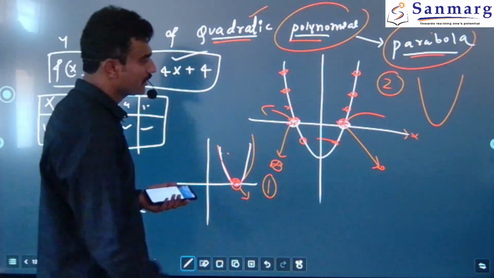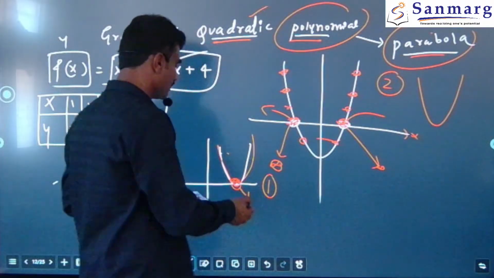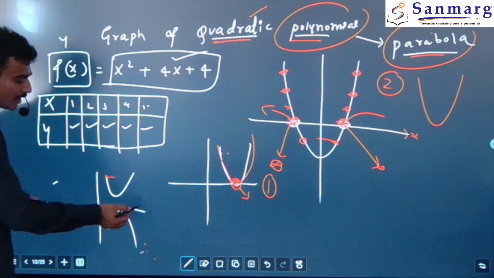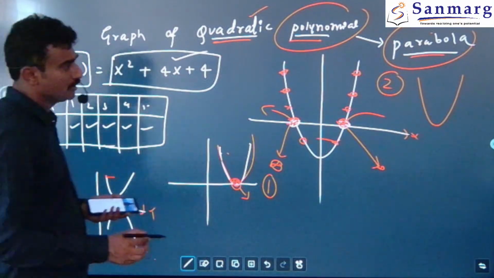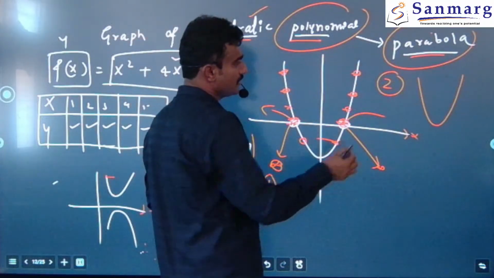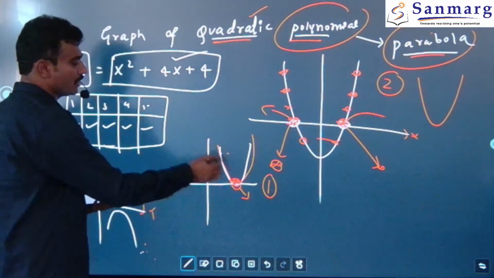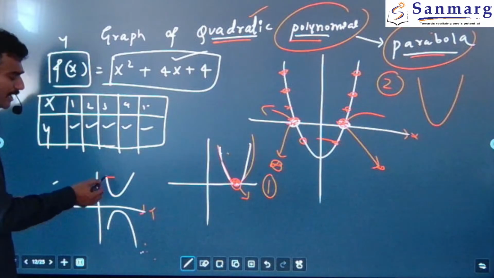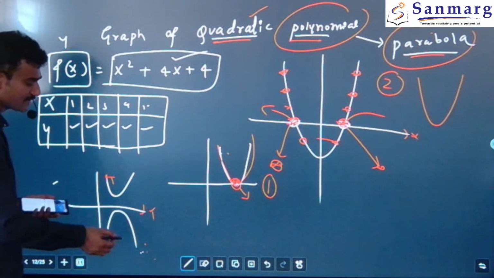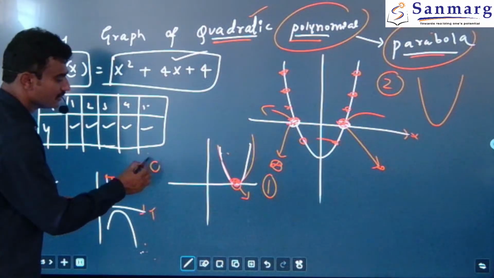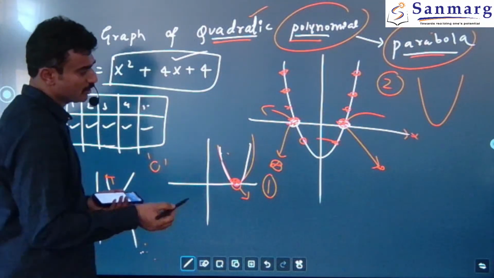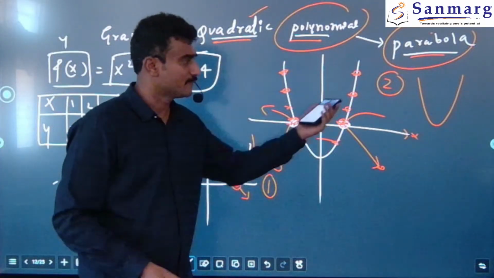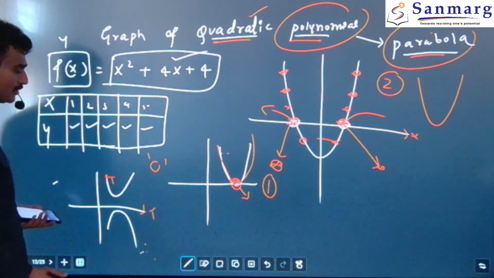So the parabola can cut the x-axis in 2 positions, or in just 1 position, or it might not cut even a single point on the x-axis. There are 3 possibilities. If the parabola cuts the x-axis at 2 points, the number of zeros will be 2. If it cuts at just 1 point, the number of zeros will be 1. If the parabola doesn't touch the x-axis at any point, then the number of zeros will be 0. It means no zeros in that polynomial. There are three cases: the number of zeros might be 2, or 1, or 0. Okay.